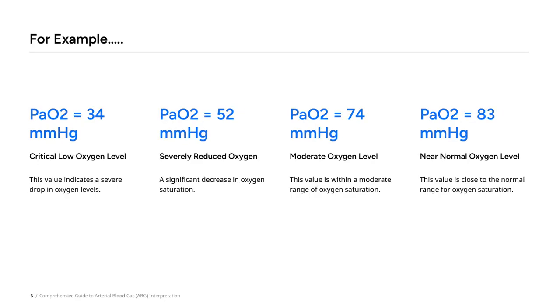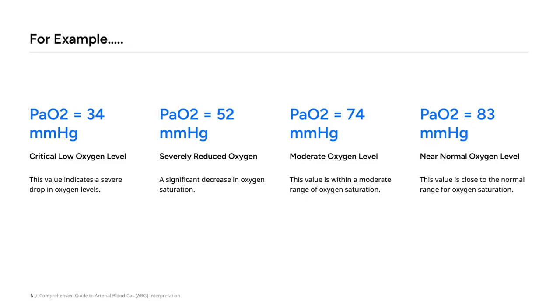Let's take a closer look at oxygen levels in arterial blood gases. When we see a value close to the normal range, such as a PaO2 of 83 mmHg, it indicates near normal oxygen saturation. This suggests that the patient's lungs are effectively oxygenating the blood.